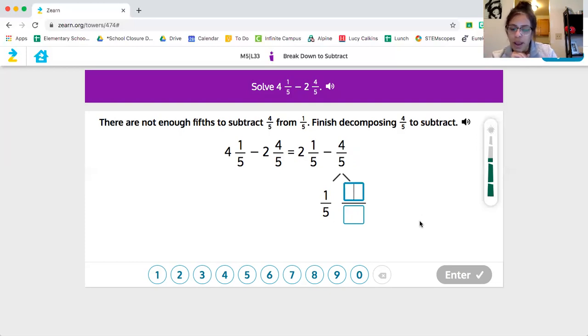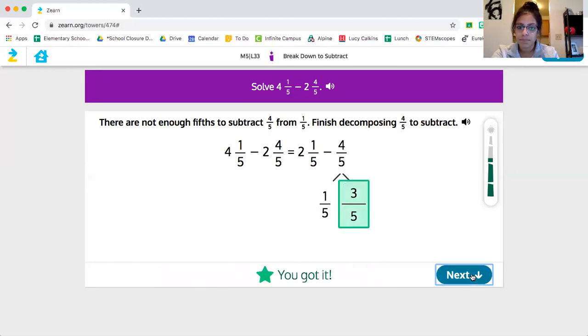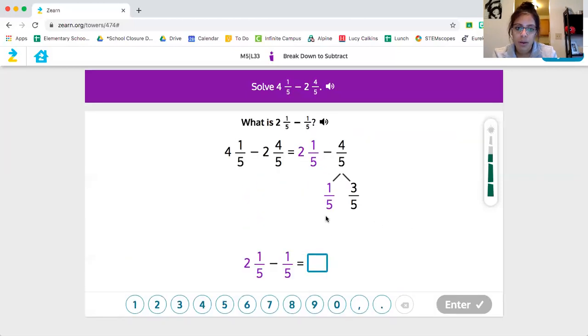So what we're going to do now is break 4/5 into 1/5 and 3/5. The reason we're going to do that is we have to be able to take away from this 1/5. We cannot take 4 away from 1. But by breaking apart this 4/5, I have 1/5 that I can now take away from the 1/5. I still am representing that 4/5, but now I'm doing 2 1/5 minus 1/5 minus 3/5. So by taking 2 1/5 minus 1/5, all I have left is the 2.